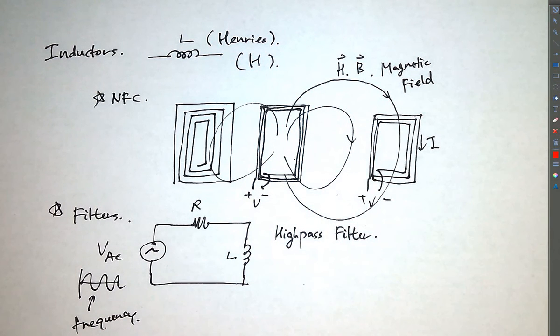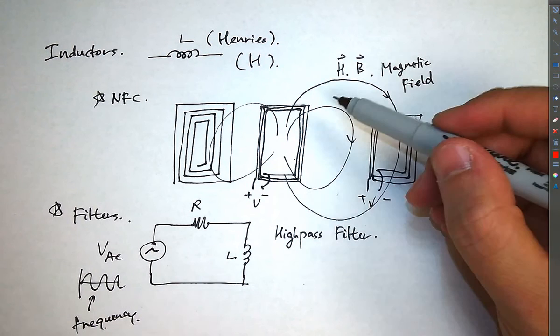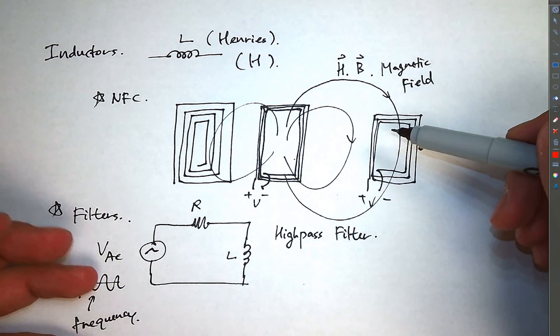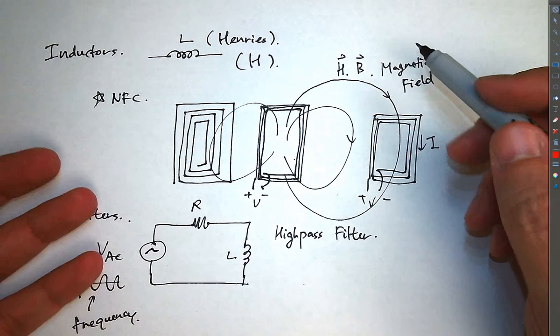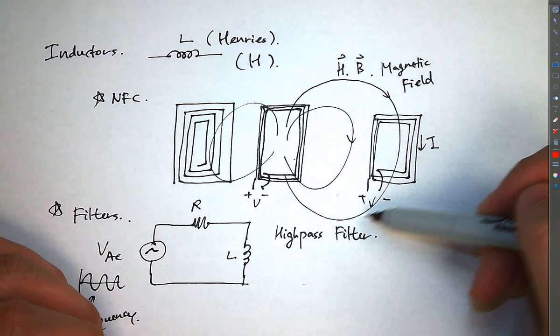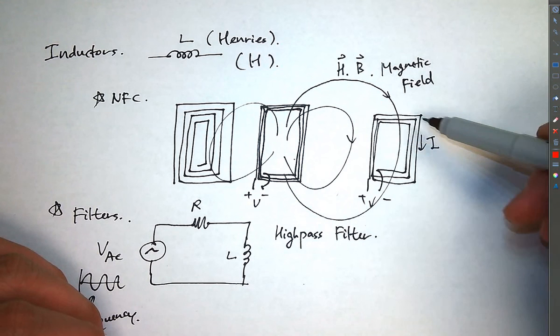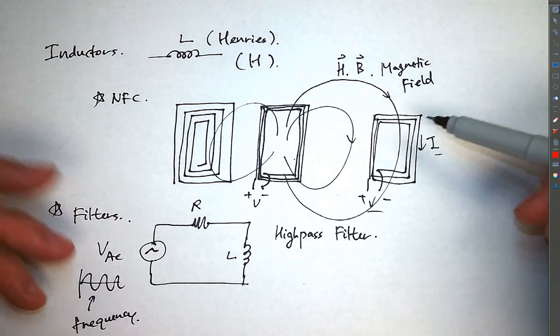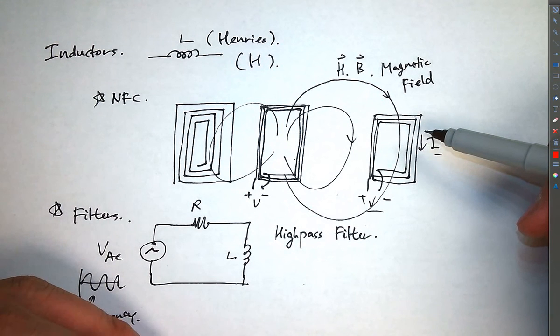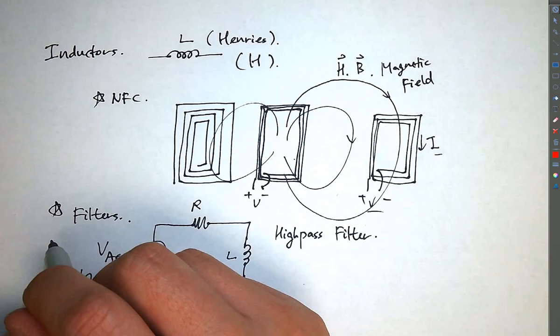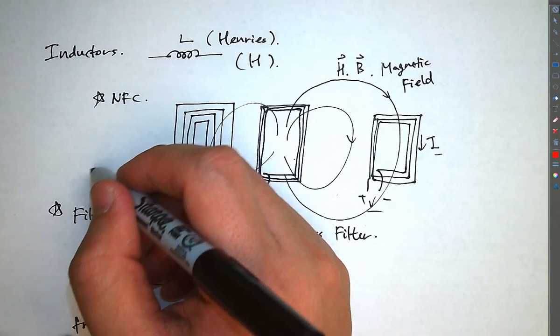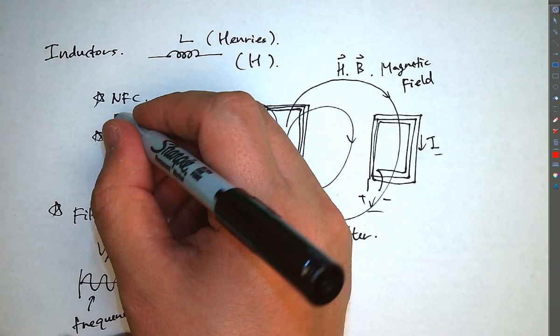Another application for this is used to power the phone. Instead of plugging it into an outlet, these magnetic fields will power the phone, as it will induce current, it will induce voltage, and it will keep on powering up the battery. So that's another application. NFC for communication purposes, also for powering the phone.